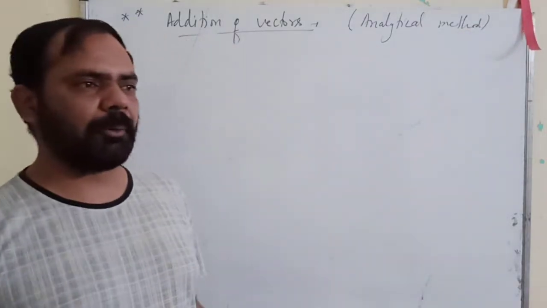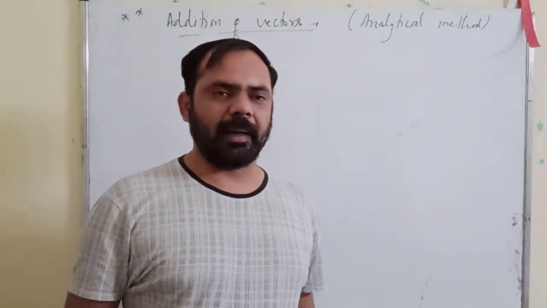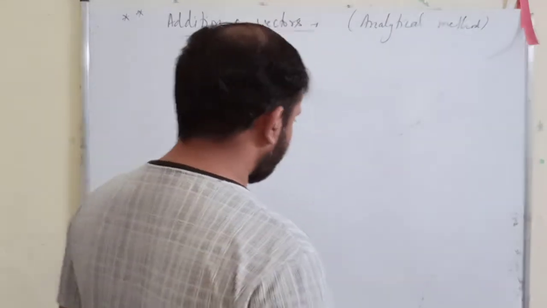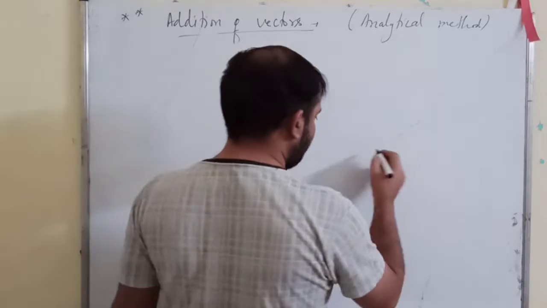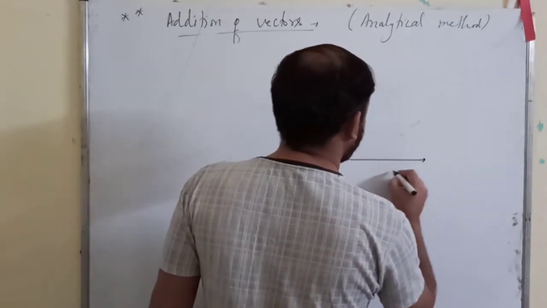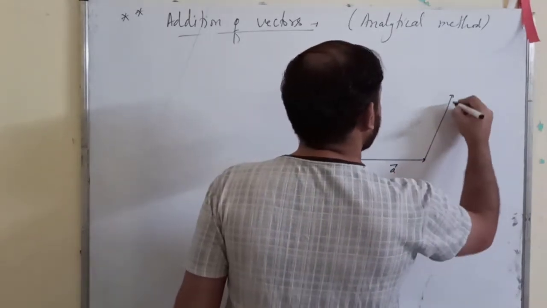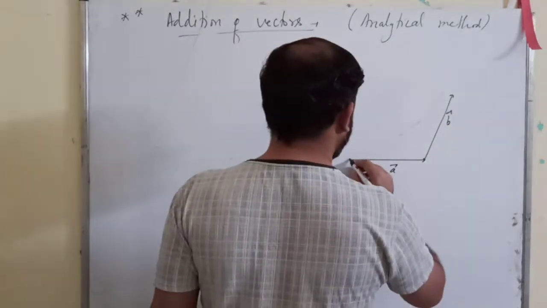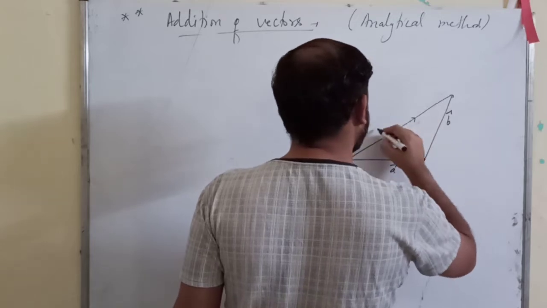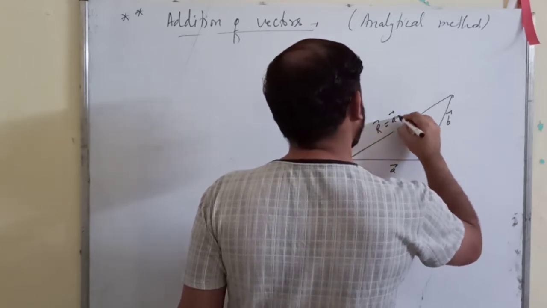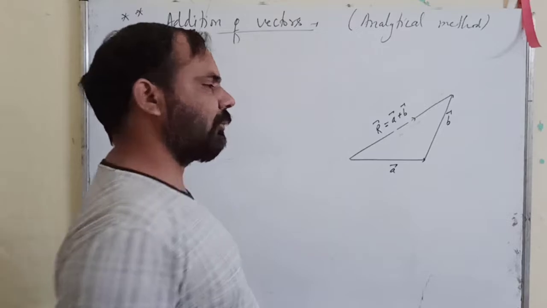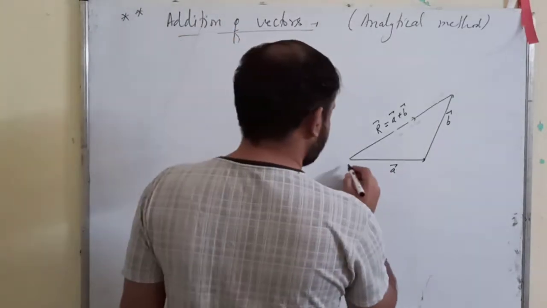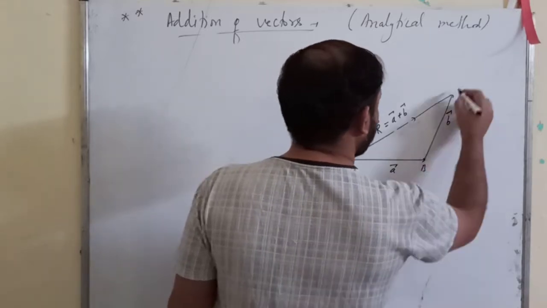Analytical method means without drawing the figure, simply you can add them by some mathematical calculations. Okay? Alright, so again I make a figure. This is my A vector. This is my B vector. Now I want to add them. So this is my resultant vector, R vector equals A vector plus B vector, as we just discussed with the triangle law of addition of vectors. Let us suppose that this is A, B, C.